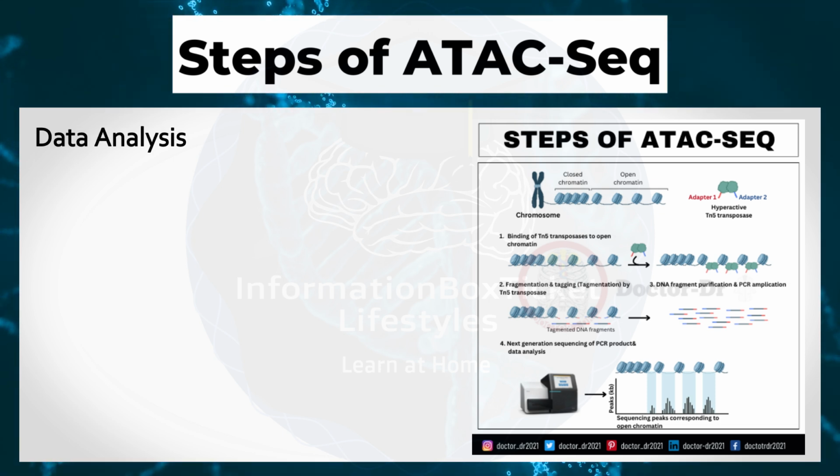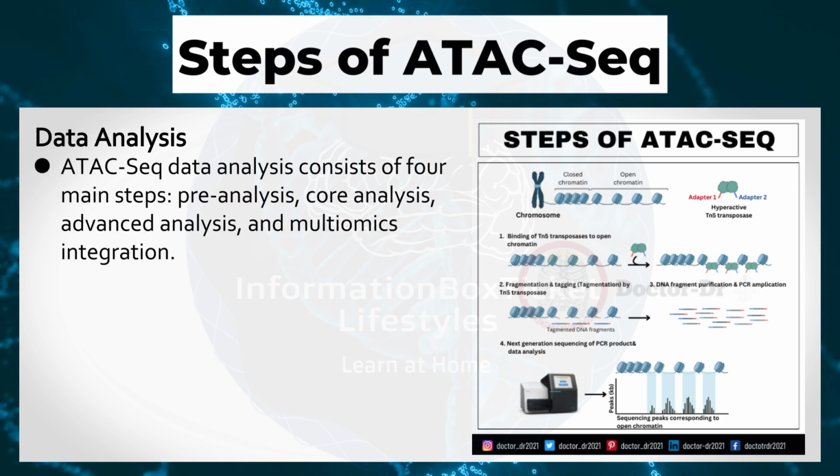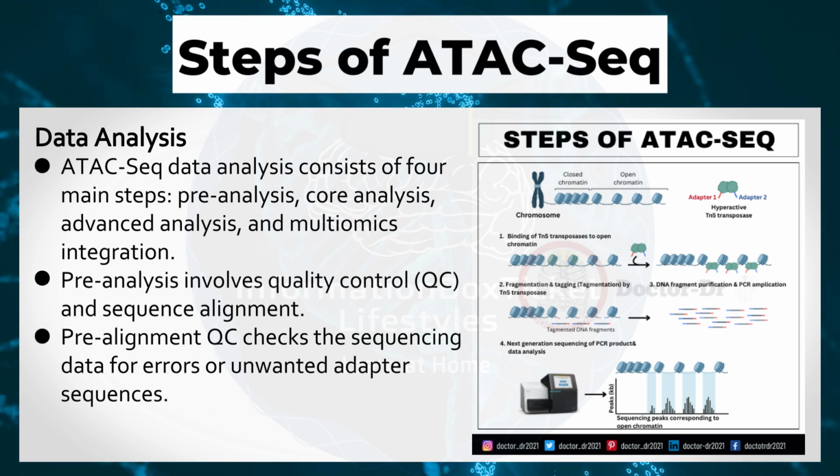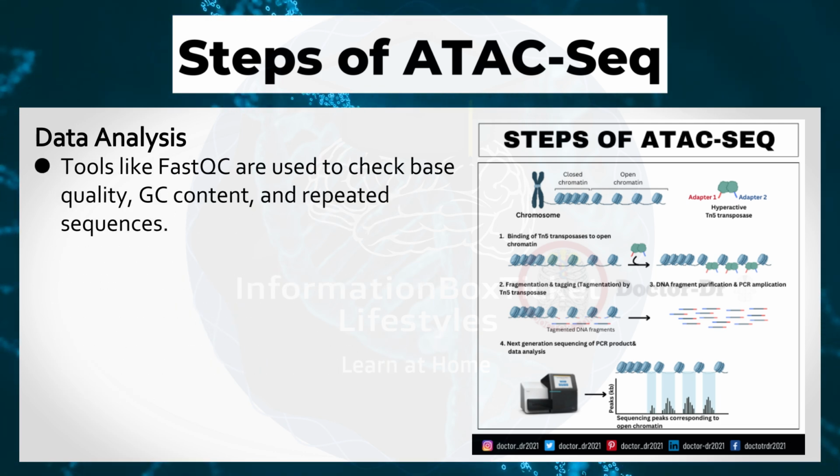Data analysis. ATAC-Seq data analysis consists of four main steps: pre-analysis, core analysis, advanced analysis, and multi-omics integration. Pre-analysis involves quality control and sequence alignment. Pre-alignment QC checks the sequencing data for errors or unwanted adapter sequences. Tools like FastQC are used to check base quality, GC content, and repeated sequences.